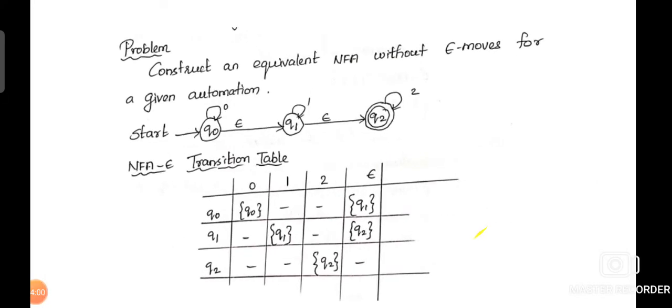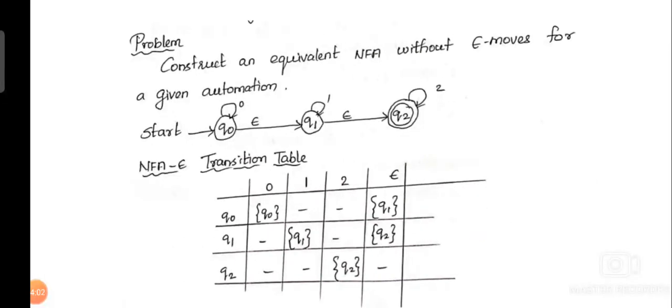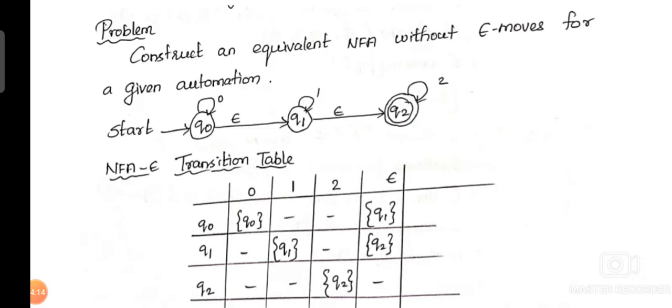Now we are going to see the problem. Construct an equivalent NFA without epsilon moves for a given automaton. The automaton is actually an epsilon NFA system, represented with the help of a state transition diagram. From the diagram we can see there are 3 states, Q0, Q1, Q2. Q0 is the starting state, Q2 is the final state. And in between, the state transitions are performed by null moves, epsilon.